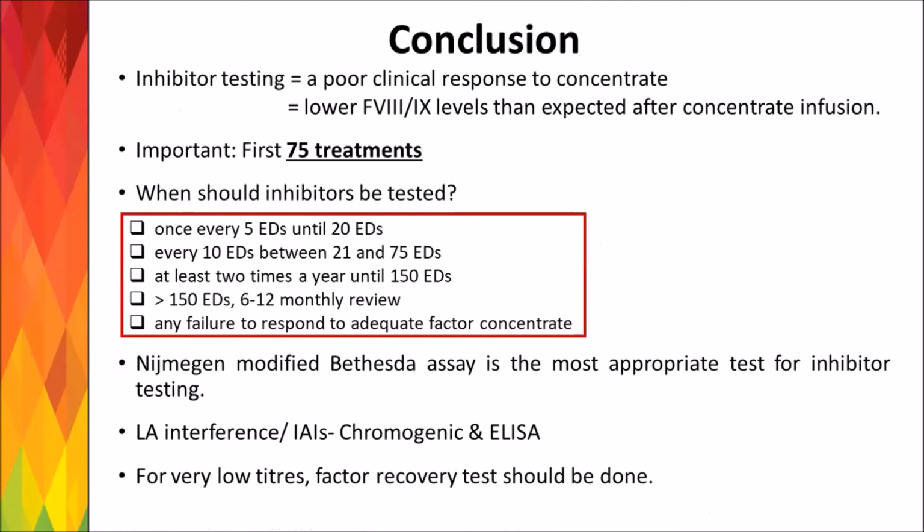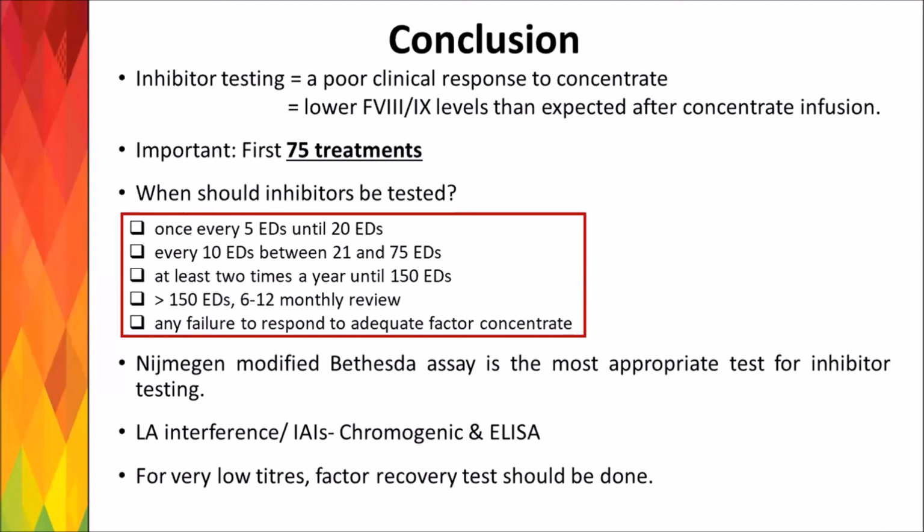So to conclude, inhibitor testing has to be done when a poor clinical response is seen, or when lower factor VIII and IX levels are seen in the laboratory test than expected from the transfusion. Important is the first 75 treatments, and that is why inhibitors should be tested during the first 75 exposures.